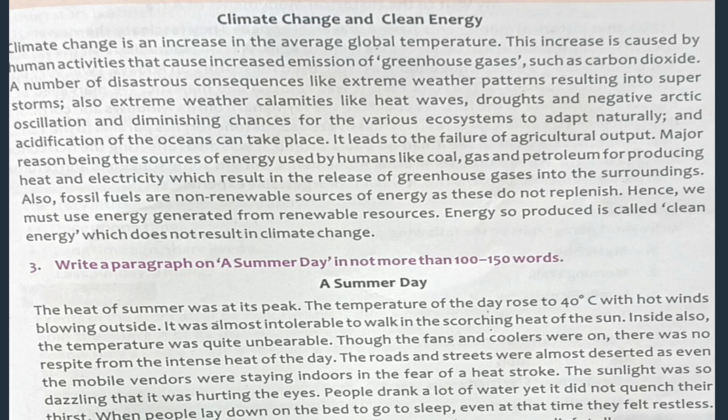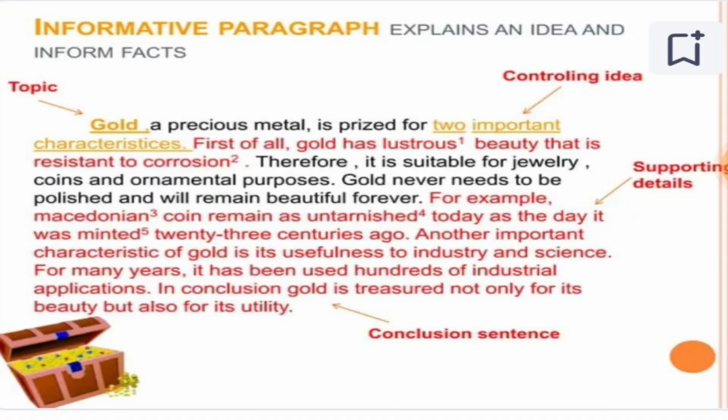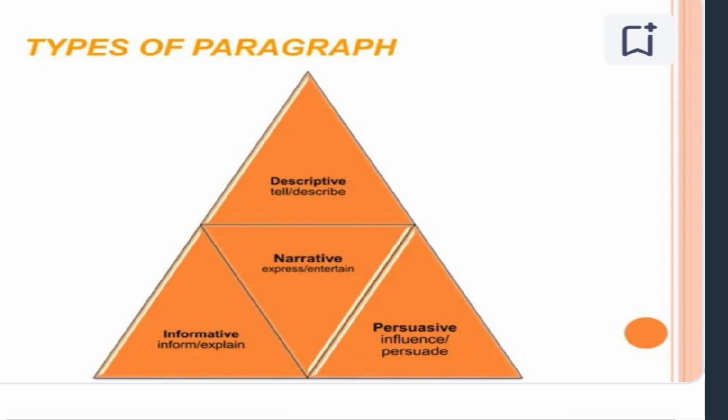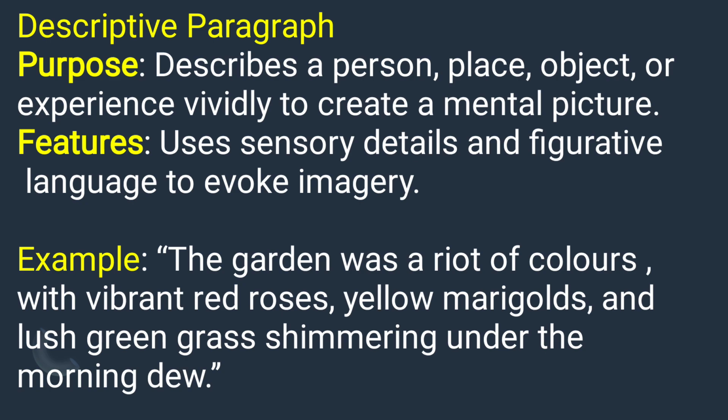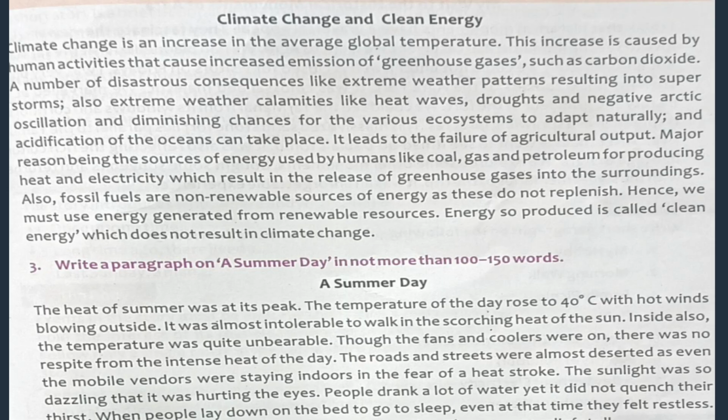So you can see the next one, a summer day. It means it's not an expository paragraph. Which kind of paragraph is it? Let me tell you, this one is a narrative paragraph. It means you are giving a narration, okay. Like the heat of summer was at its peak, the temperature of the day rose to 40 degrees Celsius with hot winds blowing outside. It was almost intolerable to walk in the scorching heat. So this is narrative, and narrative could be subjective. But this one is not subjective. The first one is objective.